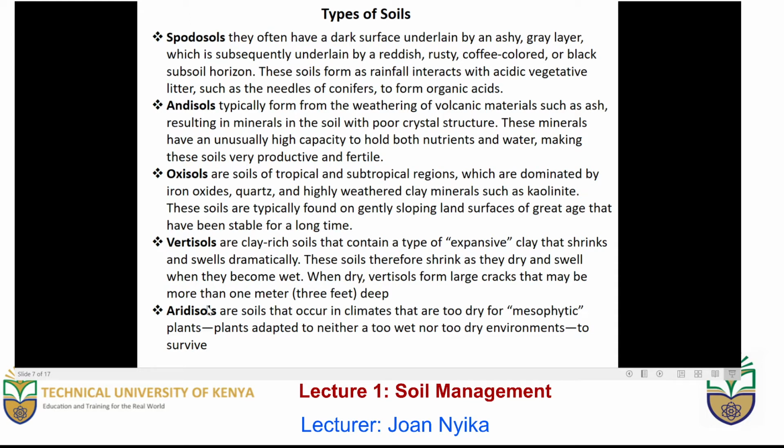When you look at the other category of soil, what we call the aridisols, they are found mainly in areas that are arid. Considering that our country is 80% arid, these soils are not good for agriculture because they do not retain a lot of water, minerals, and they are very poor in terms of soil organic matter retention.